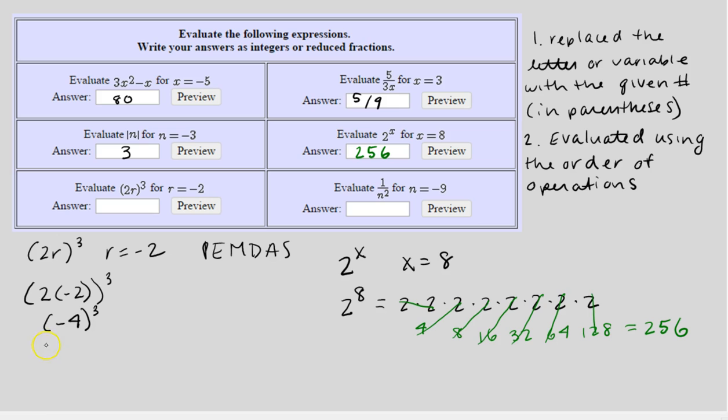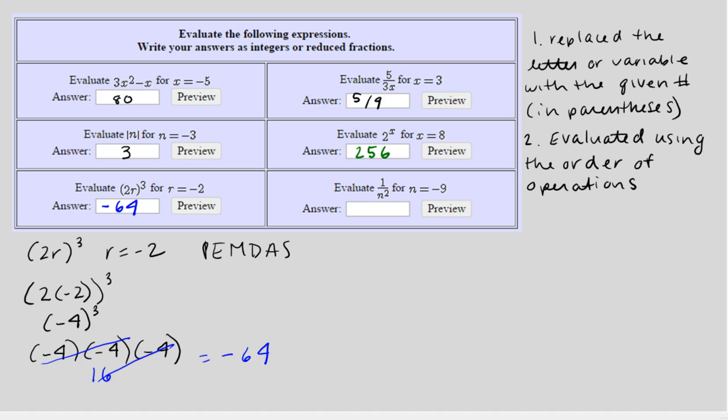And now we want to write 3 factors of negative 4 to evaluate the exponent. And I'm going to multiply these one step at a time again. So negative 4 times negative 4, well, a negative times a negative is positive. So this would be 16. And 16 times negative 4, well, a positive times a negative is negative. And 16 times 4 is 64. Okay, you could do that using the algorithm or on your calculator. And we have negative 64 as the result.